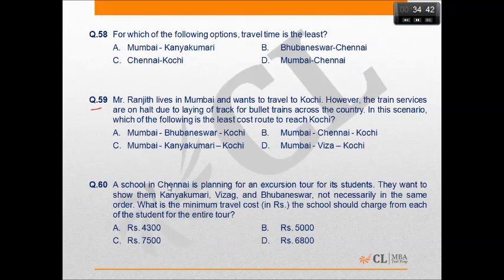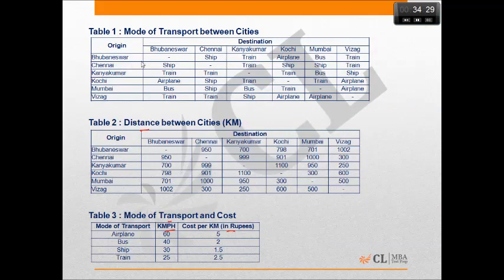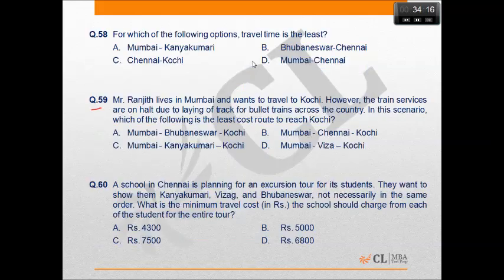First question: for which of the following options is the travel time the least? Mumbai, Kanyakumari, and Bhubaneswar, Chennai. Let me go back to the Mumbai, Kanyakumari. Mumbai to Kanyakumari, 950 kilometers in a bus, which means in a bus we'll take a speed of 40. So 950 kilometers upon 40 kilometers per hour.